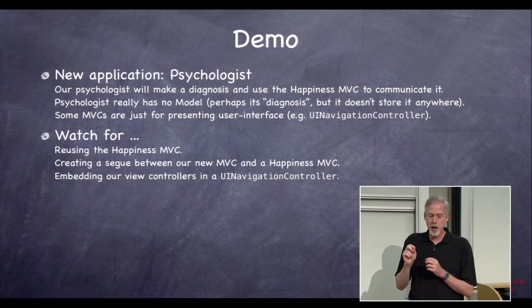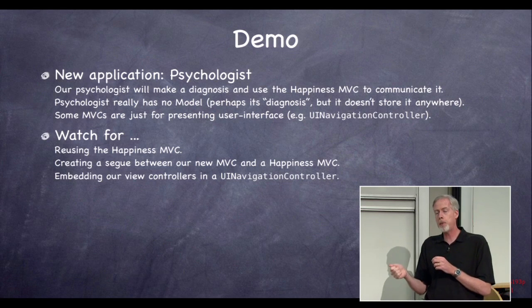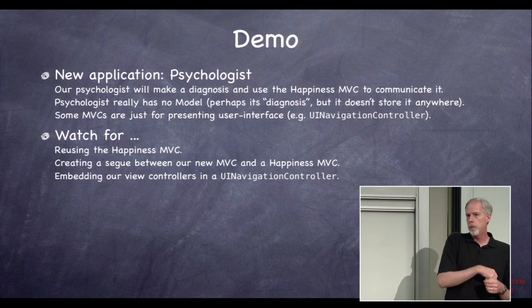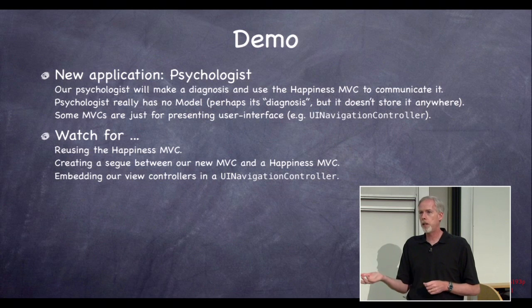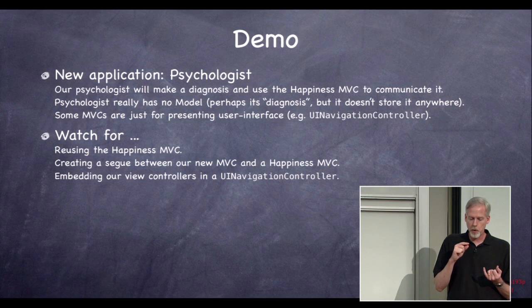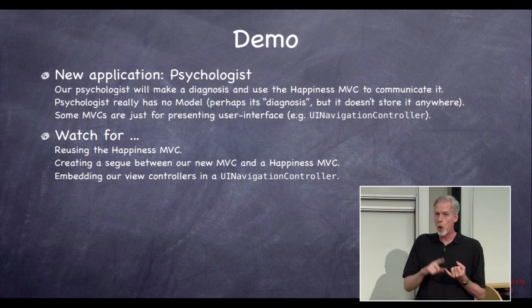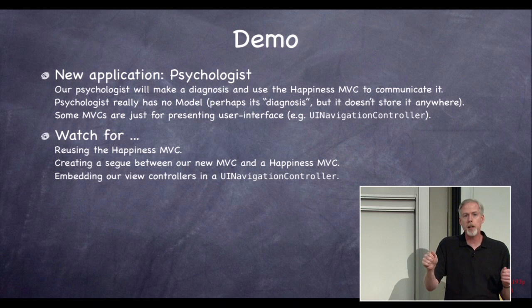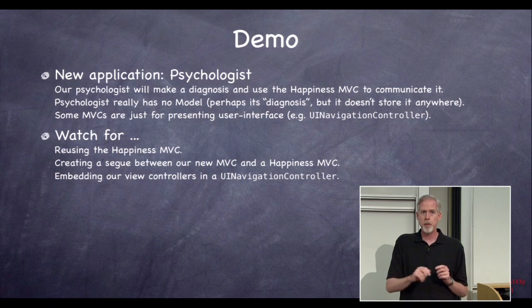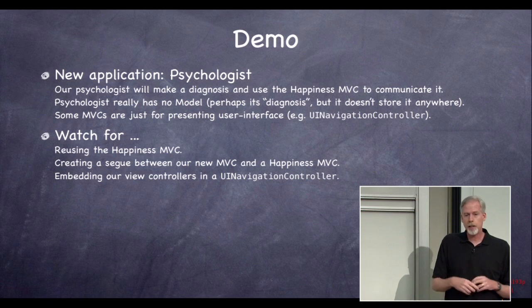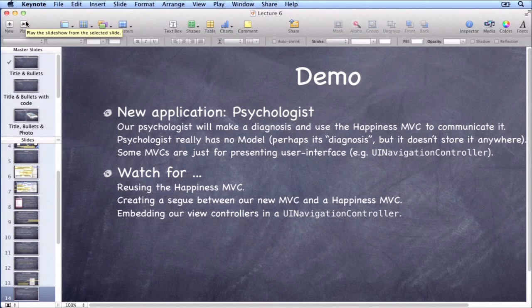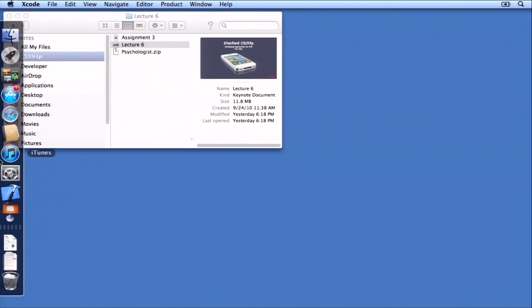What you should watch for in this demo, obviously we're going to reuse the happiness MVC in a new app. I'm going to start a new app from scratch, and I'm going to be dragging in my code for the happiness MVC and the face view. You also want to watch for my creation of the segue. I'm going to do both the segue where I go directly from a button, and the segue where it's named, where I'm going to perform the segue by name. And also, we're going to do this inside a navigation controller. All right, let's do that.